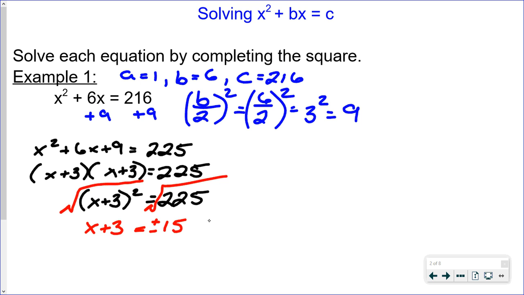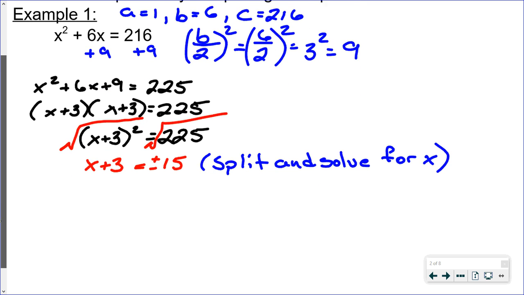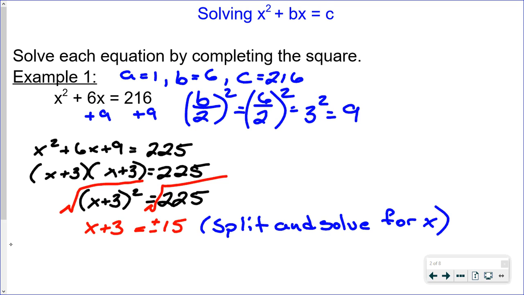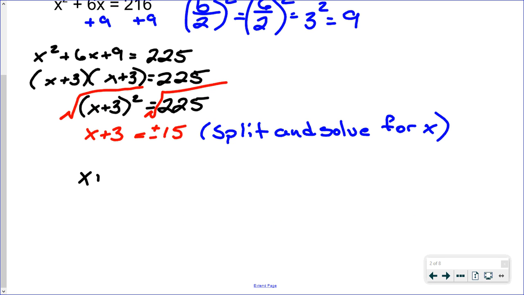And now what we'll do is we're going to split this into two equations. So we're going to split and solve for x. So here we go. The first thing it splits into is x plus 3 equals positive 15. And then it splits into x plus 3 equals negative 15. Because we said the square root of 225 is a positive 15 or a negative 15. And now we solve these two equations, and that's going to give us answers.